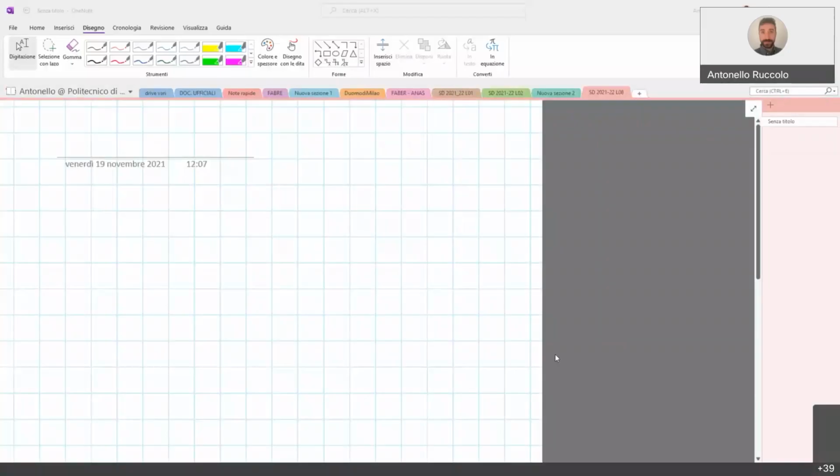to share OneNote. Okay, please, could you tell me if you can properly see the OneNote file? Yes. Okay. So let's start with a first exercise about the displacement method.